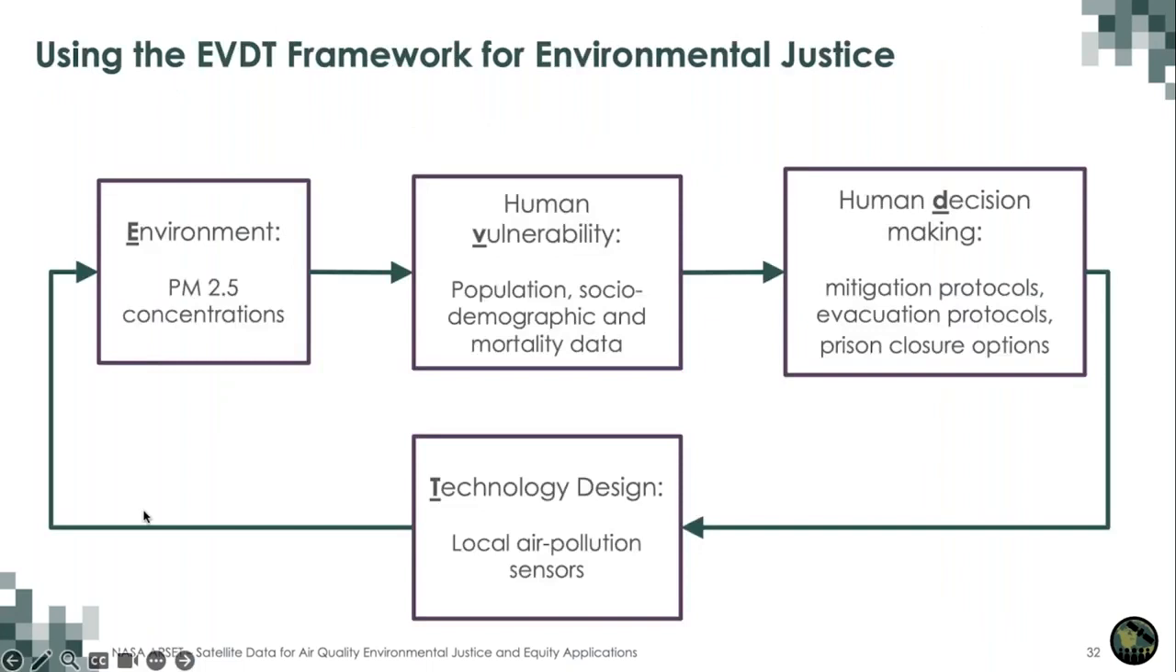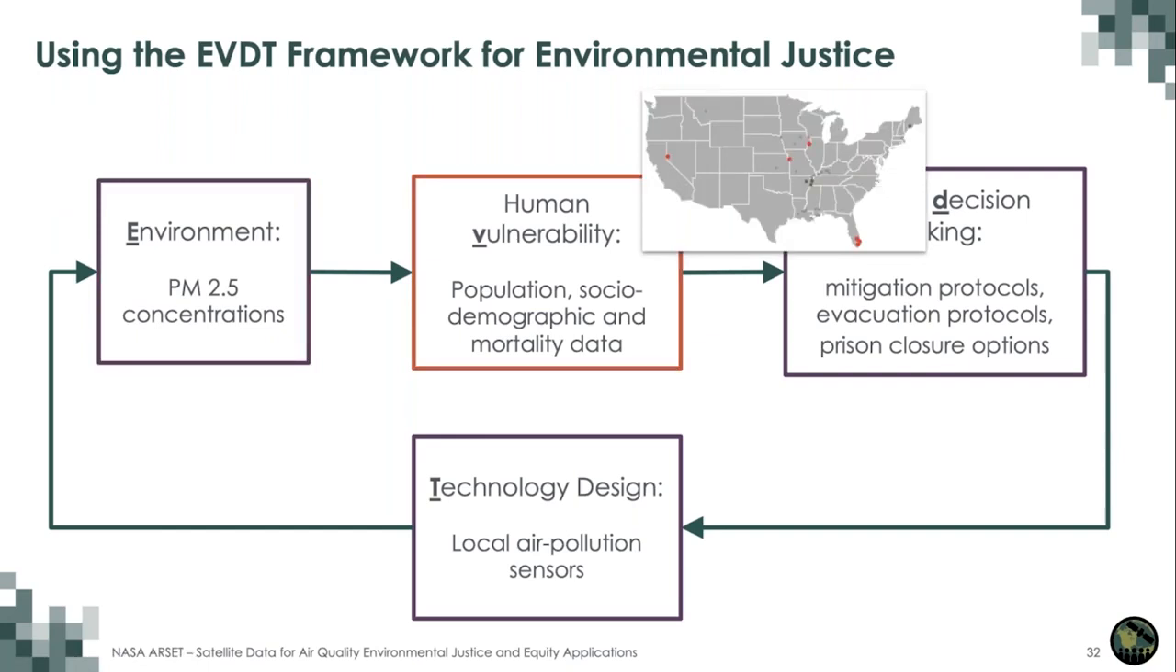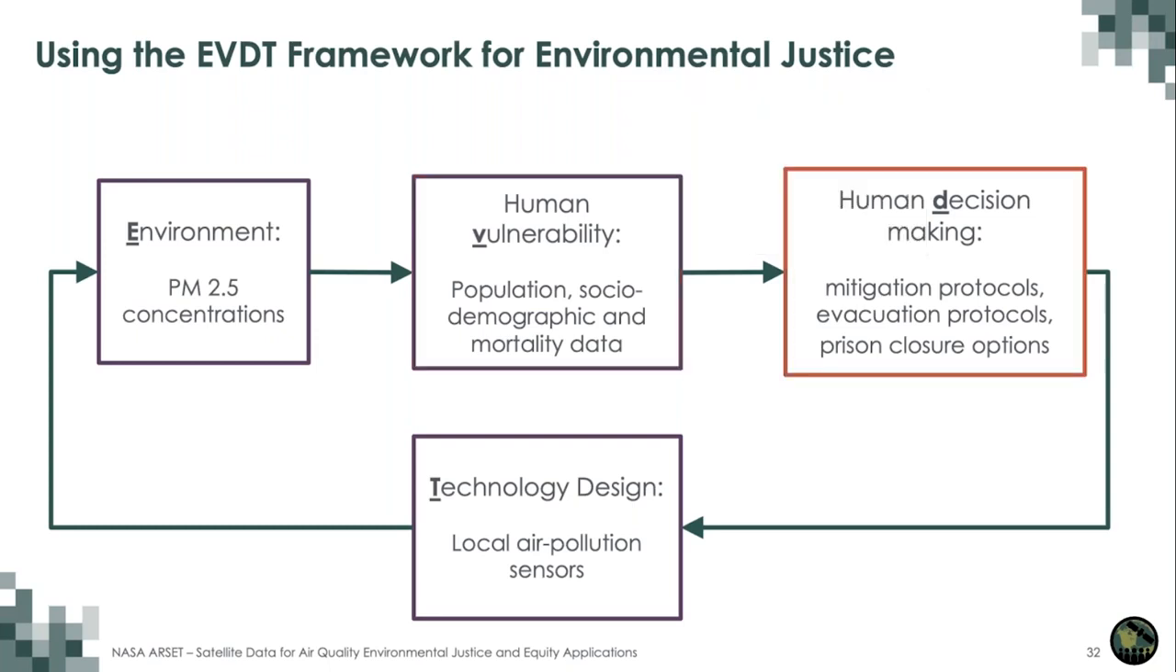In terms of how the EVDT framework can be used to pursue environmental justice, I'll just briefly walk through that. So in our case, the environment model is considering satellite-derived PM2.5. In terms of human vulnerability, we're interested in the facilities that are affected, as well as the population, socio-demographic, and associated health characteristics of those facilities. In the decision-making module, we might consider, are there mitigation protocols already in place or that could be in place? Which facilities need to develop new evacuation protocols? And which facilities have such high burdens that they should really be considered for closing altogether?